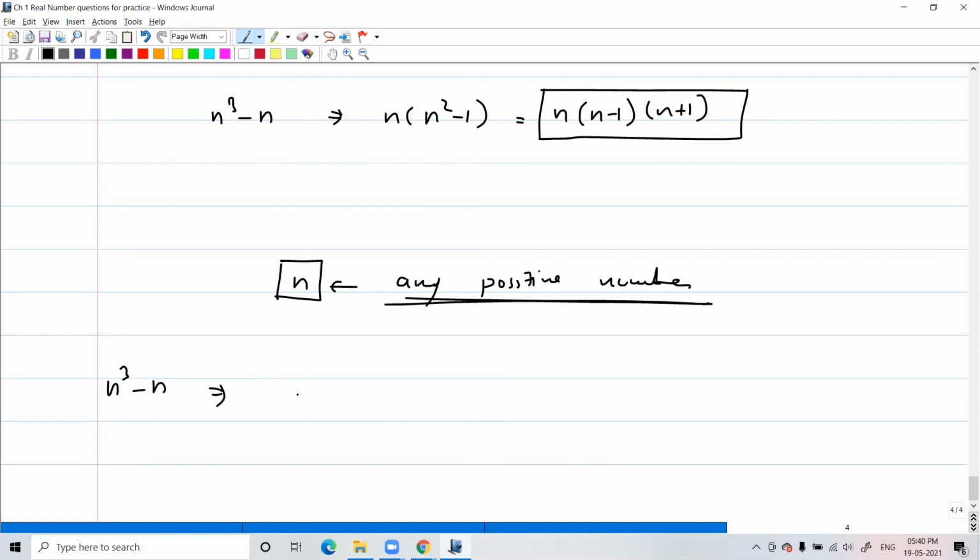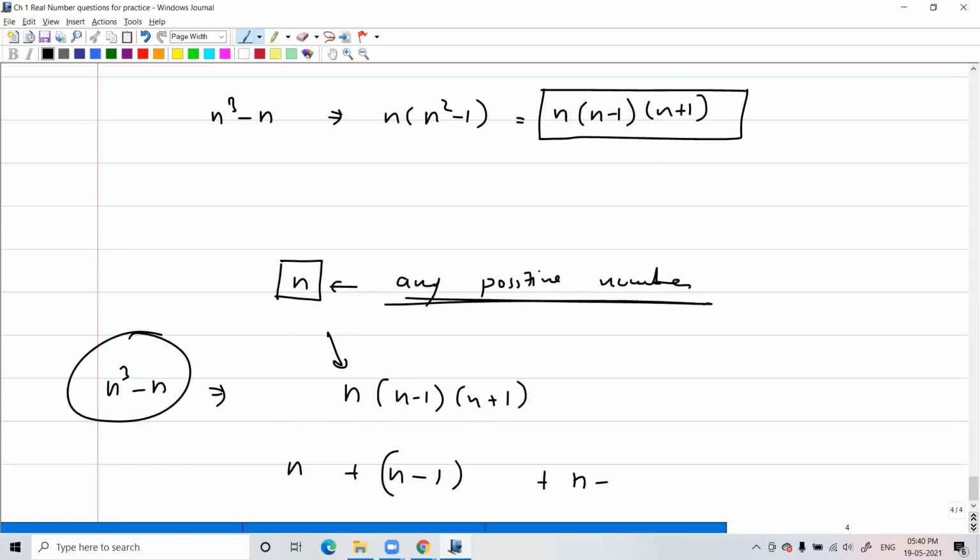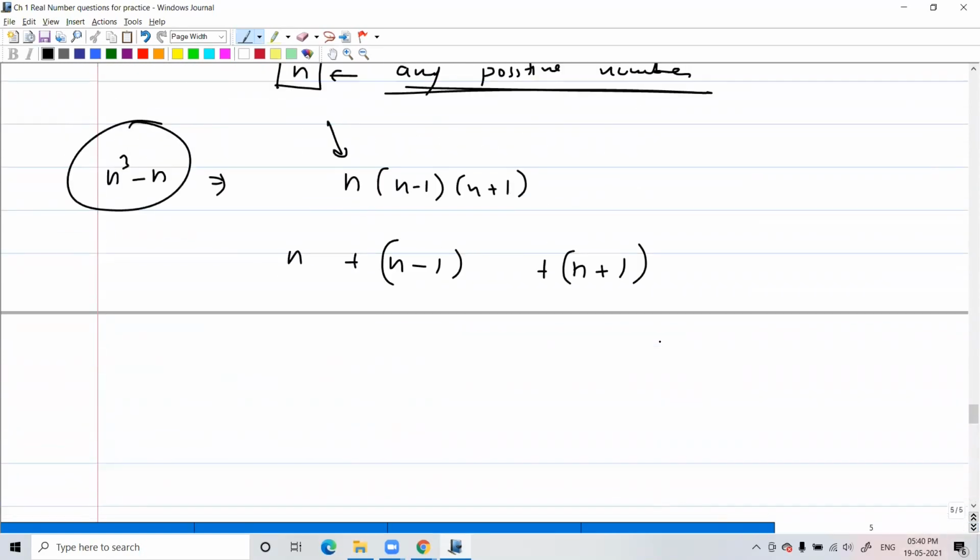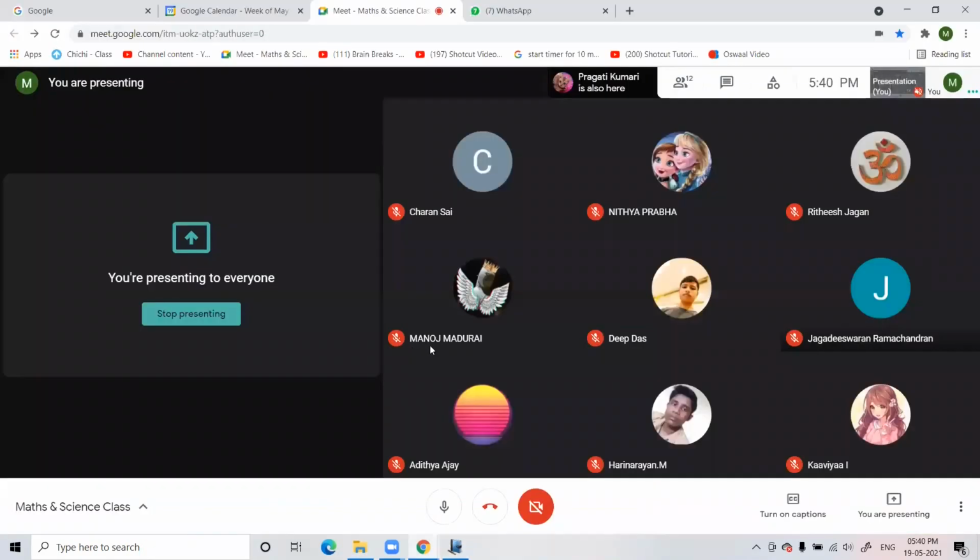right? So for now we are checking whether n cube minus n is divisible by 3. Okay. And you know that it can be written as n into n minus 1 into n plus 1. So what they are doing is, instead of considering this n as a number, they're just taking it as a digit. But let's see whether it works that way or not. Okay, so if you take n and then you add n minus 1 and then you add n plus 1, what really happens? They're saying that this minus 1 and plus 1 cancels and this becomes 3n, right? That's what they're telling. Is that correct?